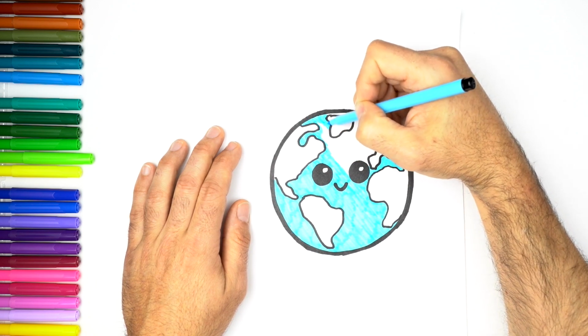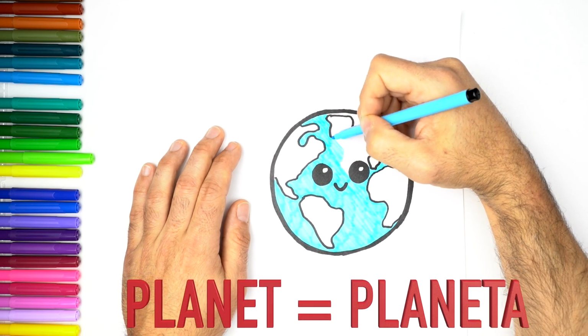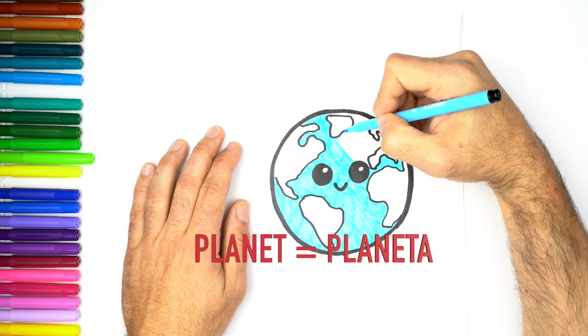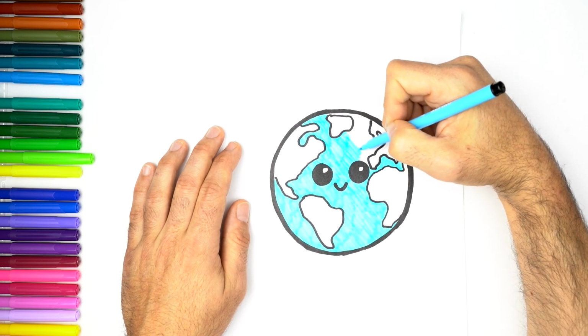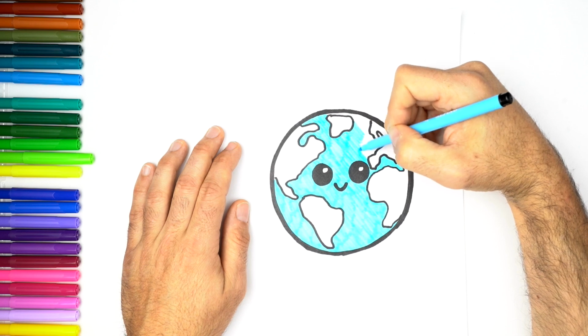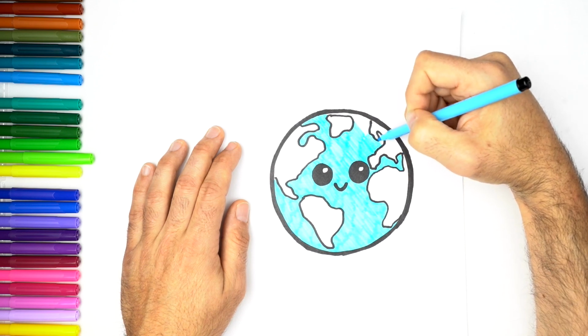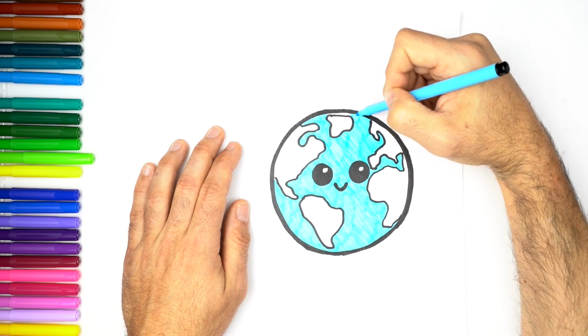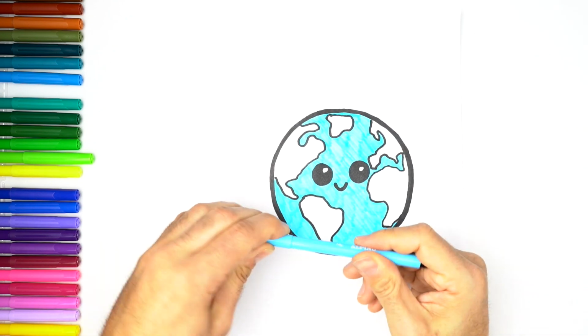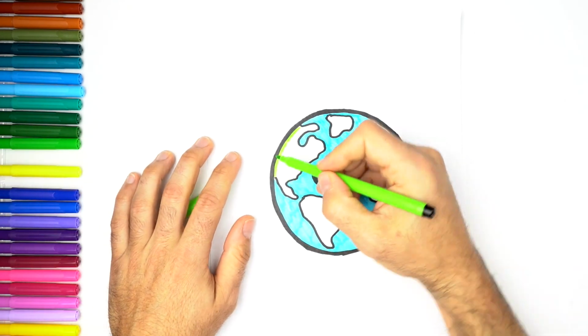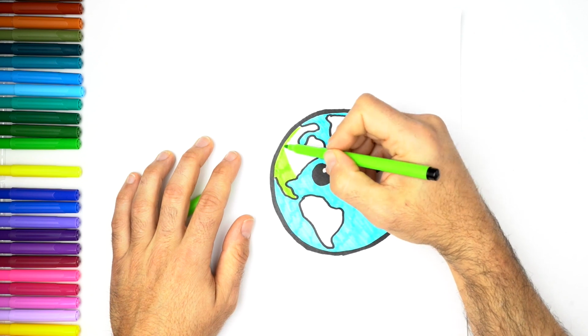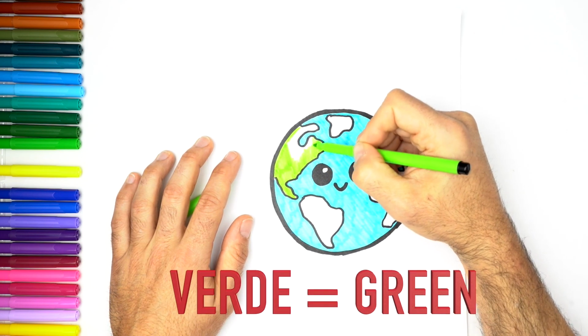Do you know how to say planet in Spanish? PLANETA. Now let's go with the green color. Green in Spanish is VERDE.